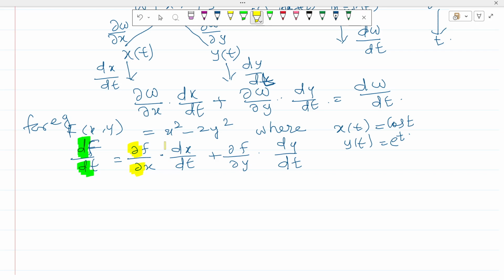Here, we can see that whenever we write that d, it means the function is a function of one variable.